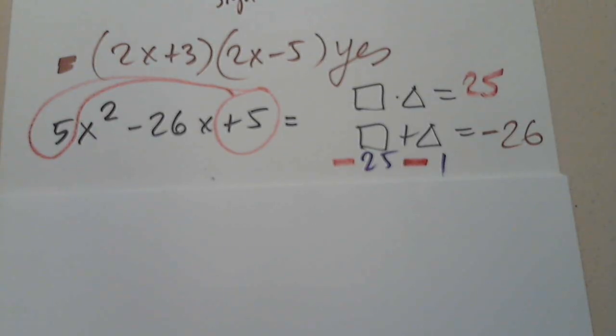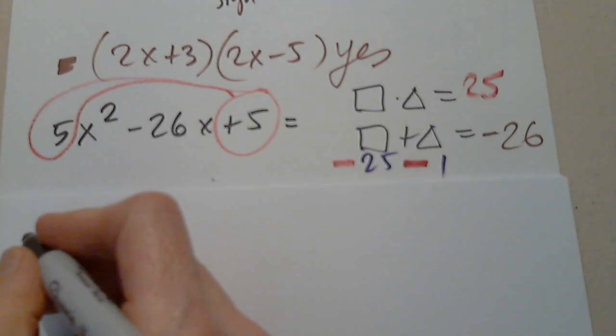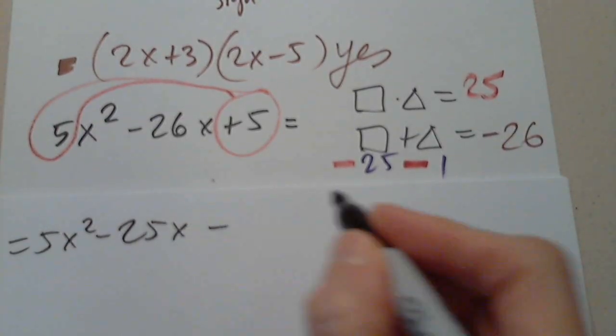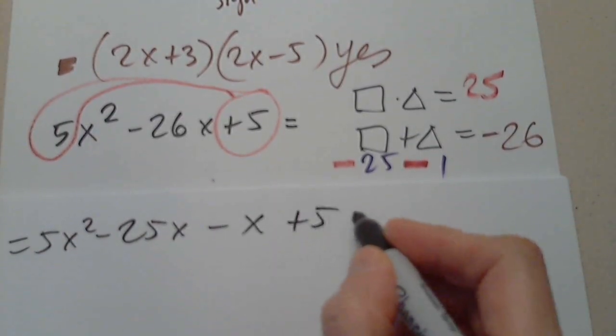Why did I find them? What's the purpose? Because I found them, I know it's factorable. But what do I do next? It's negative 26x, which is negative 25x minus x. So we write 5x squared minus 25x minus x plus 5.